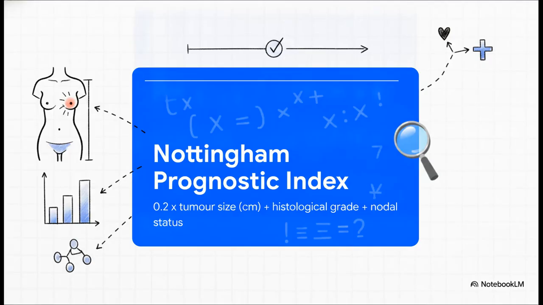Now, clinicians don't just collect these T and N metrics to stuff them into a file somewhere, they actually use them to help predict the future. They take these variables and plug them into something called the Nottingham Prognostic Index, or NPI. This is a vital mathematical formula used to predict a patient's risk of relapse. The math is pretty straightforward. It takes 0.2, multiplies it by the tumor size in centimeters, adds the histological grade of the tumor, and finally adds the nodal status score. It essentially transforms physical measurements into a tangible, actionable prognostic score.